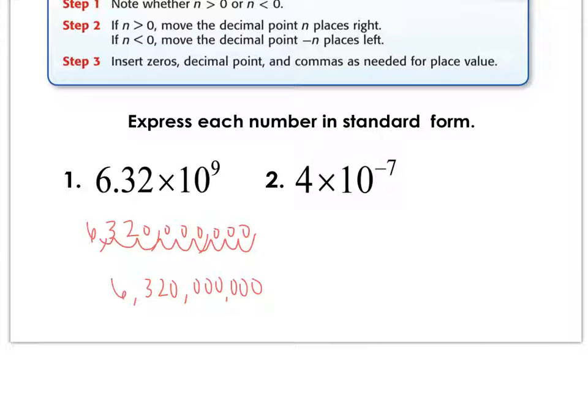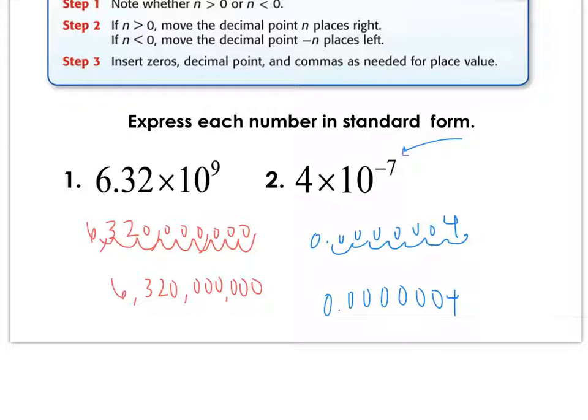Now if I look at number 2, 4 times 10 to the negative 7th, I'm going to write down 4, and then my decimal comes after 4, and then I'm going to move 7 places to the left. 1, 2, 3, 4, 5, 6, 7, and again I move to the left because of that negative 7. And always when I make a decimal, it's good to put a 0 in front so your reader knows, hey, it's a decimal place and then zeros following it. So there are 1, 2, 3, 4, 5, 6 zeros in front of the 4.